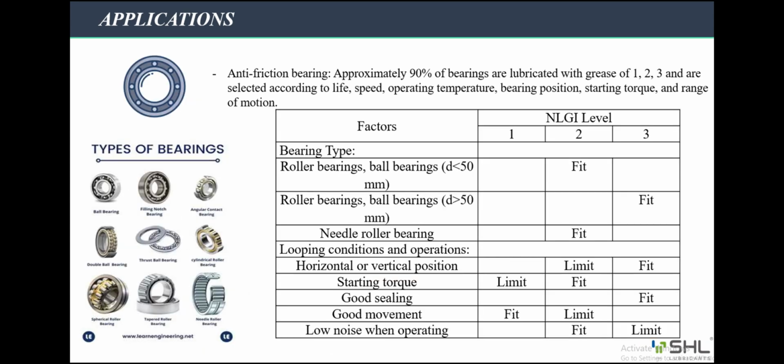Some specific applications such as anti-friction bearing. Approximately 90% of bearings are lubricated with grease of NLGI 1, 2, 3, and are selected according to life, speed, operating temperature, bearing position, starting torque, and range of motion.